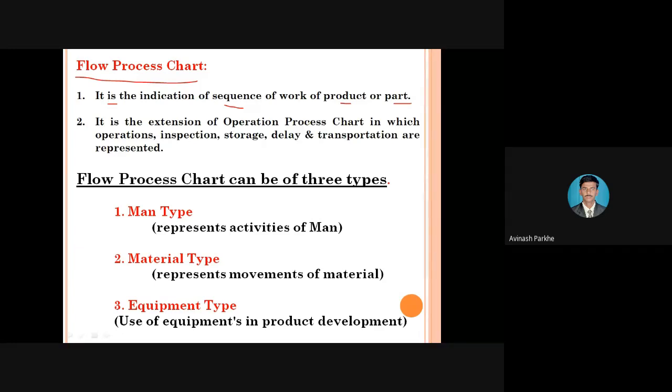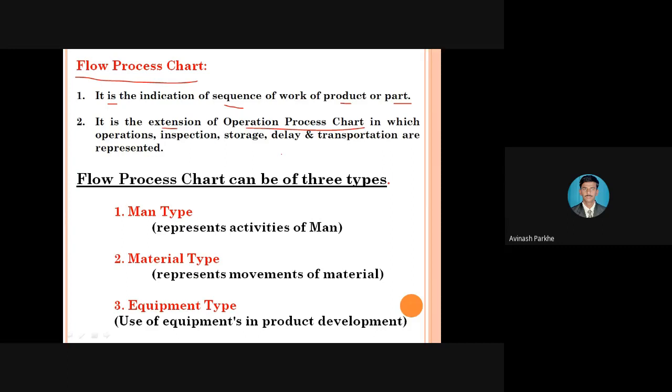So whatever the sequence of the work is, that sequence is represented by using flow process charts. This flow process chart is the extension of the operation process chart, in which operations, inspection, storage, delay, and transportation are represented. It is the extension of the operation process chart in which the type of operation performed, type of inspection, then storage, delay, and transportation, all those activities are represented by using flow process charts.